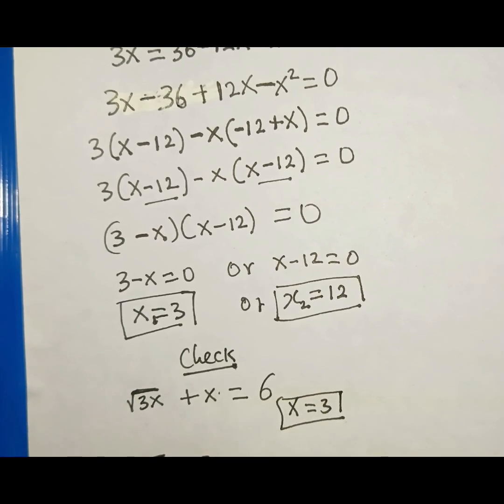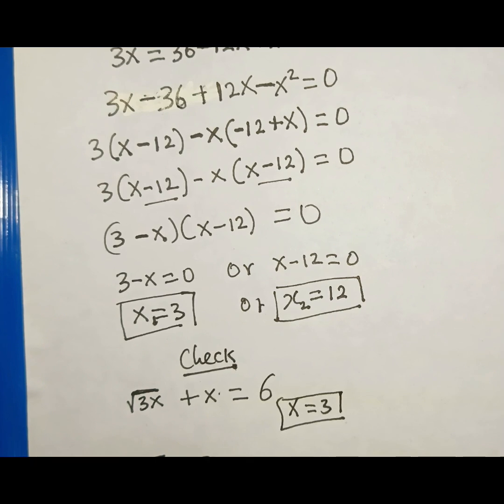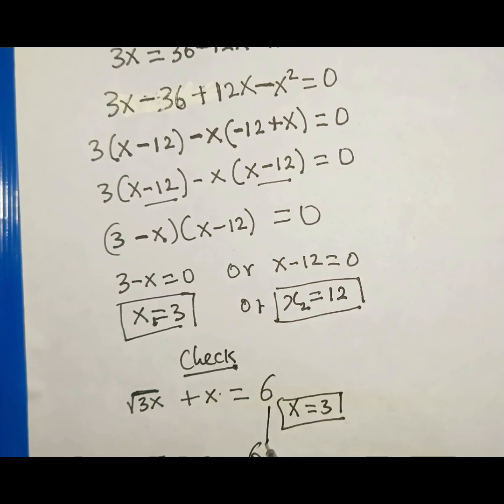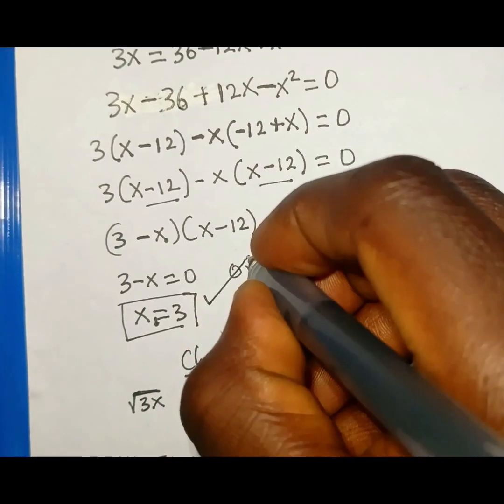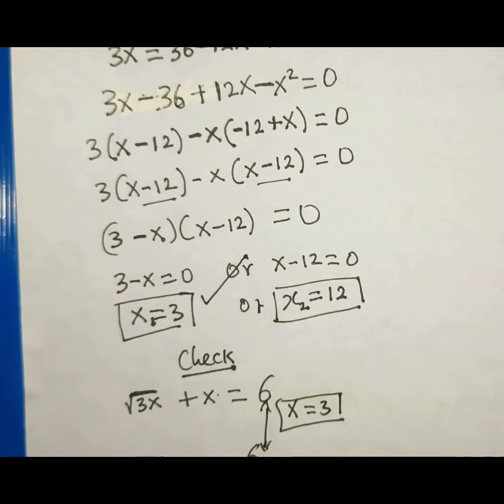Now we're going to see if this will give us the right answer. What is square root of 9? 9 is a perfect square. Square root of 9 is 3. 3 plus 3 is going to give us 6. So as you can see, this is the same as the right answer. So we can say that x is equal to 3 satisfies the equation.